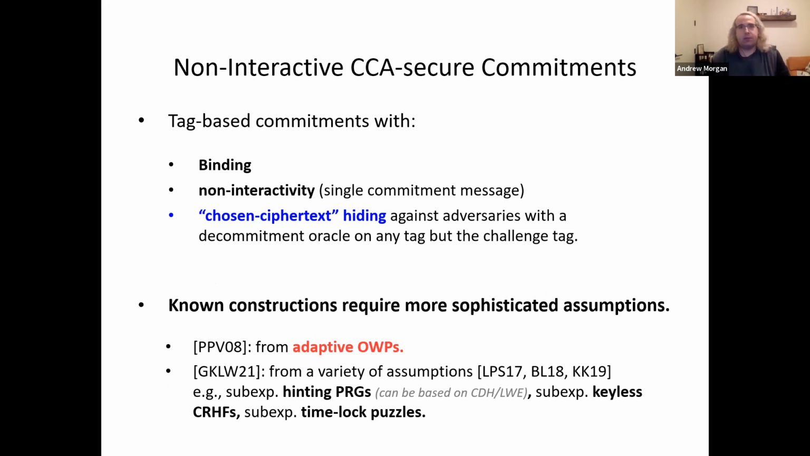Their original construction relied on adaptive one-way permutations, a strong non-falsifiable assumption, and more recent constructions have been proven based on sub-exponential security of a variety of sets of assumptions, such as hinting pseudo-random generators, keyless collision-resistant hash functions, and time-lock puzzles, though the authors of this work remark that the former of these, hinting PRGs, can be based on standard assumptions such as sub-exponential CDH and learning with errors.